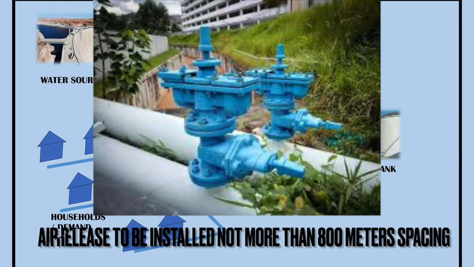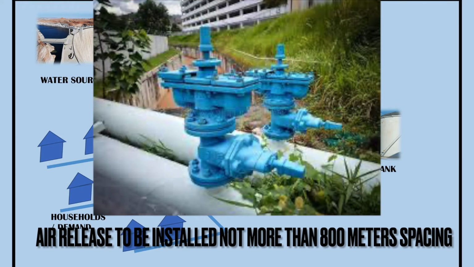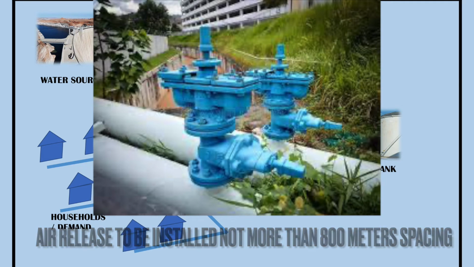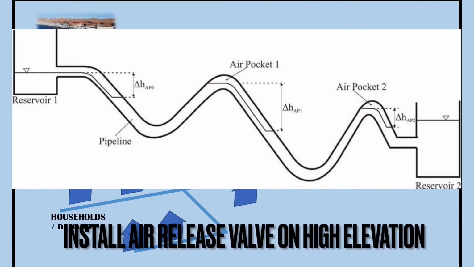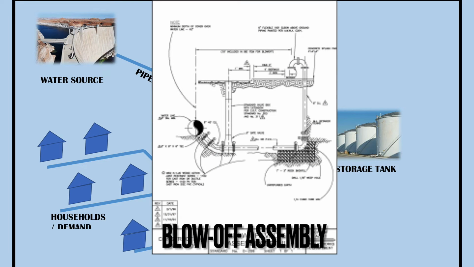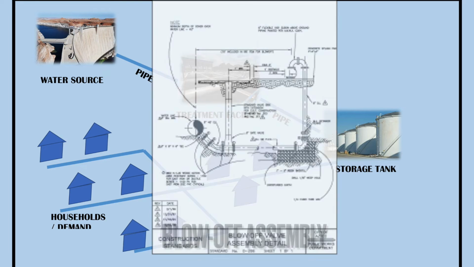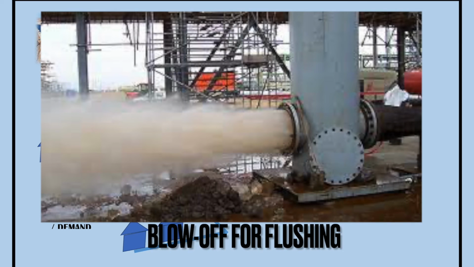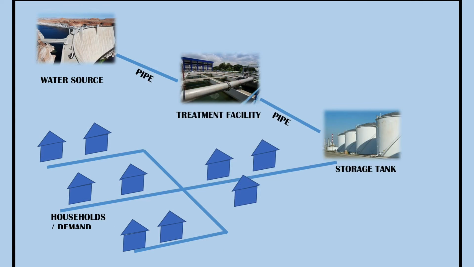The air release is being installed on not more than 800 meters interval, and also it is being installed on high elevation to allow the release of air during operation and to allow intrusion of air during draining of pipe. The blow-off assembly is being installed on the lowest elevation of the pipeline route to allow flushing of water in case an impurity has entered the water system.